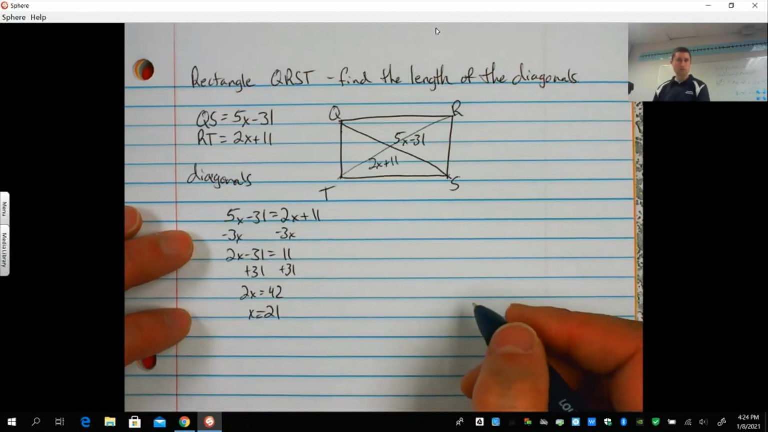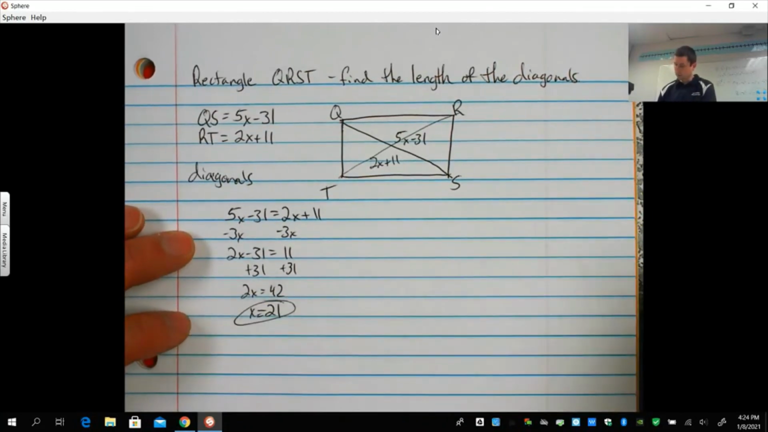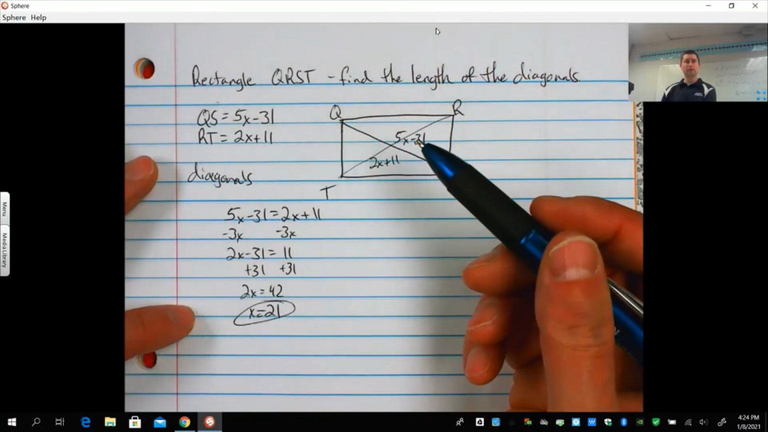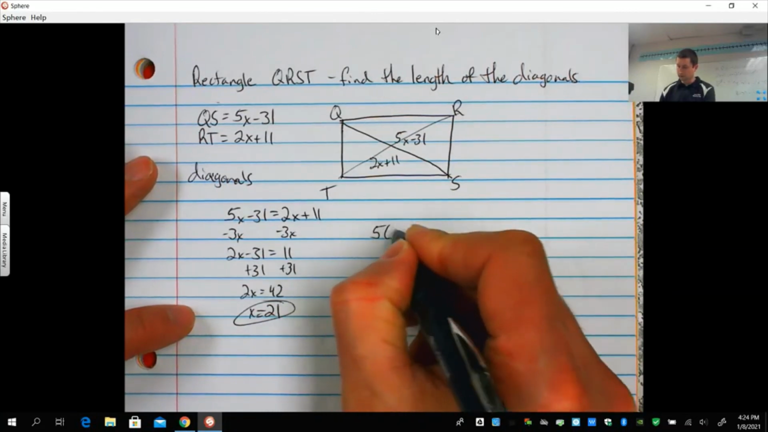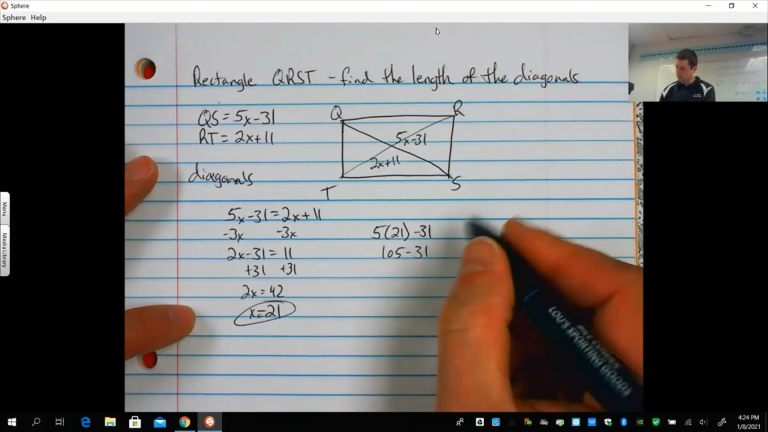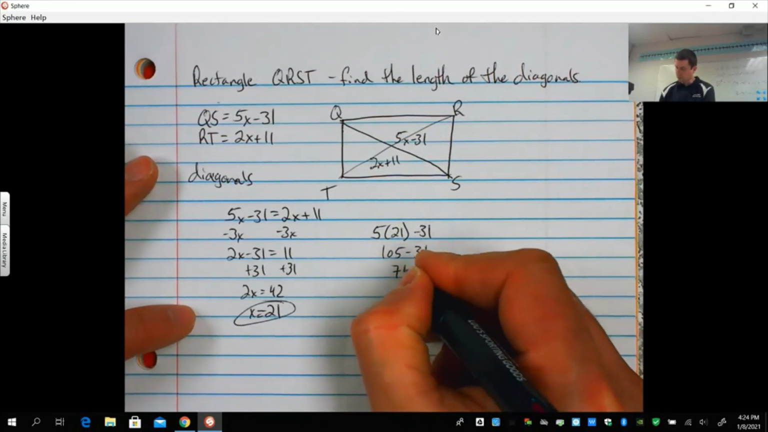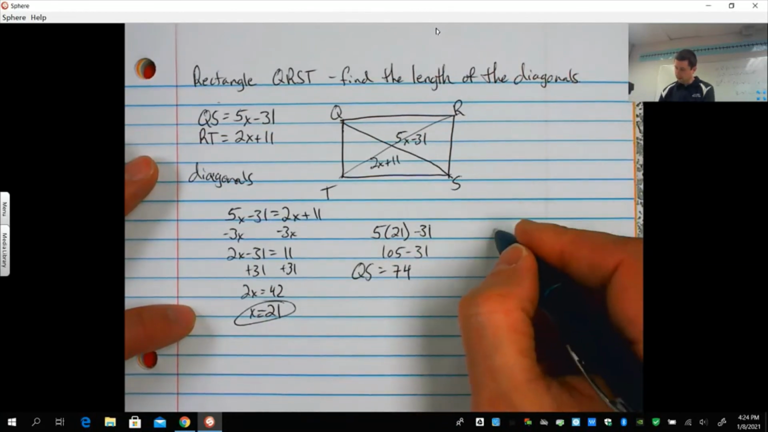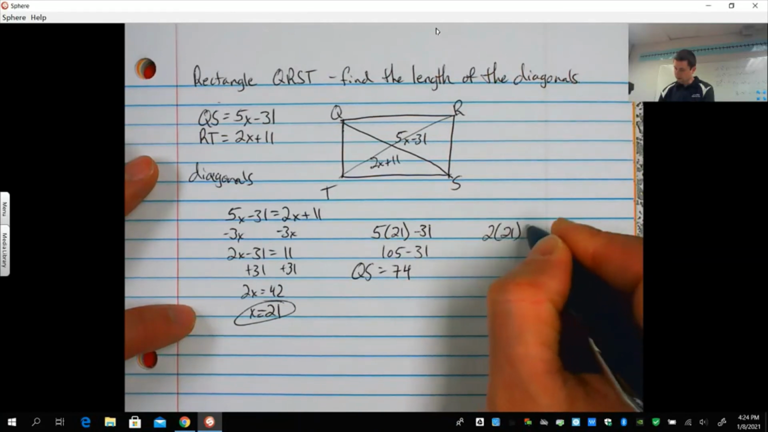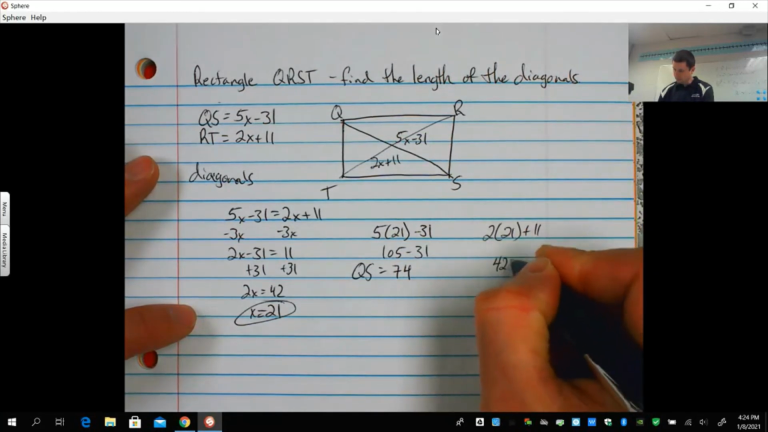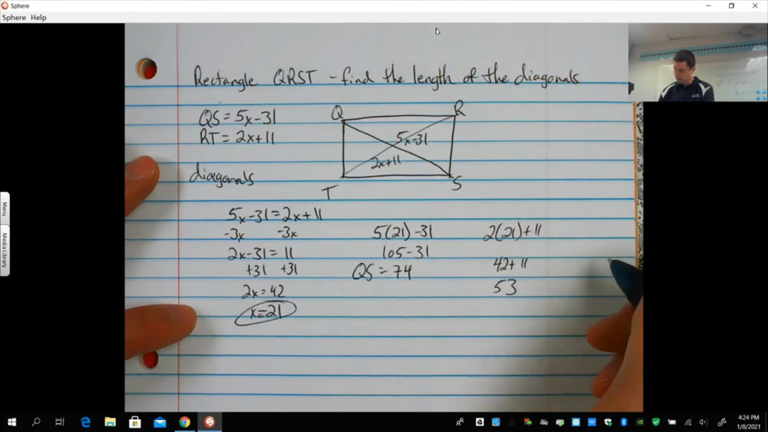Is that fast? Lightning fast? Some of you had it before me. x equals 21. Go put it back in there, because they want the length. They don't want the answer of x. They want the length. So what's 5 times 21 minus 31? That'd be 105 minus 31, which is 74. So that's QS. And then we have 2 times 21 plus 11. That's 42 plus 11, which is 53.